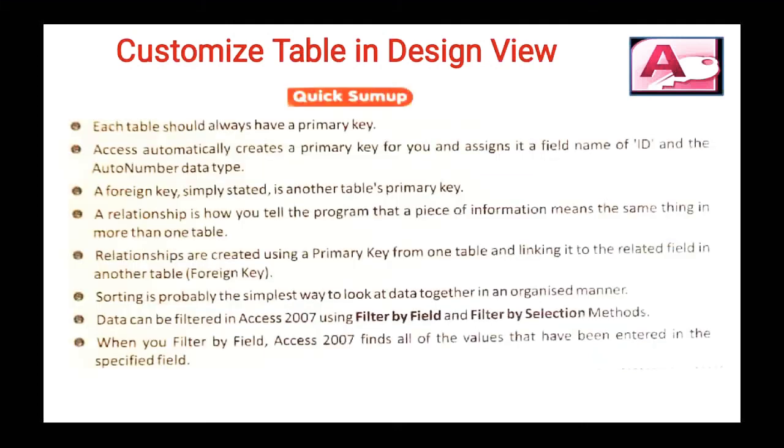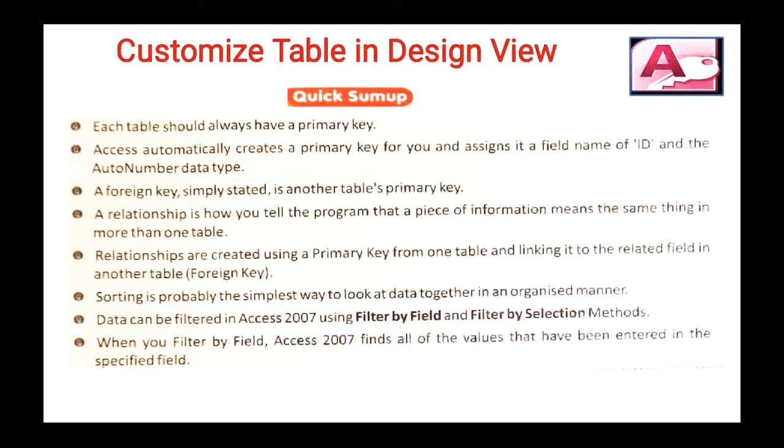Now let's take a quick sum up. Each table should always have a primary key. Access automatically creates a primary key for us and assigns it a field name of ID and the auto number data type. A foreign key, simply stated, is another table's primary key. A relationship is how we tell the program that a piece of information means the same thing in more than one table. Relationships are created using a primary key from one table and linking it to the related field in another table, that is foreign key.